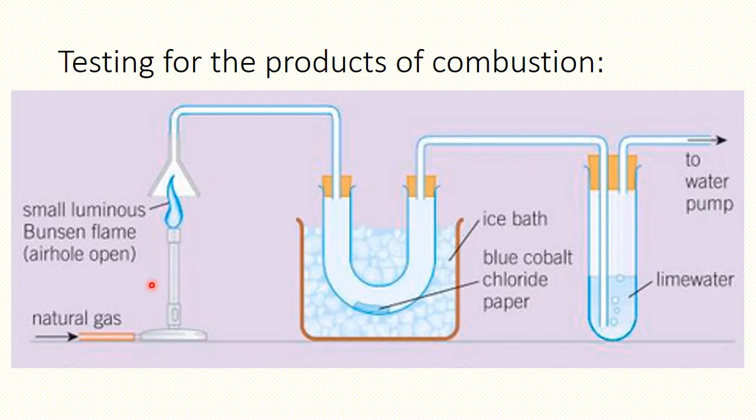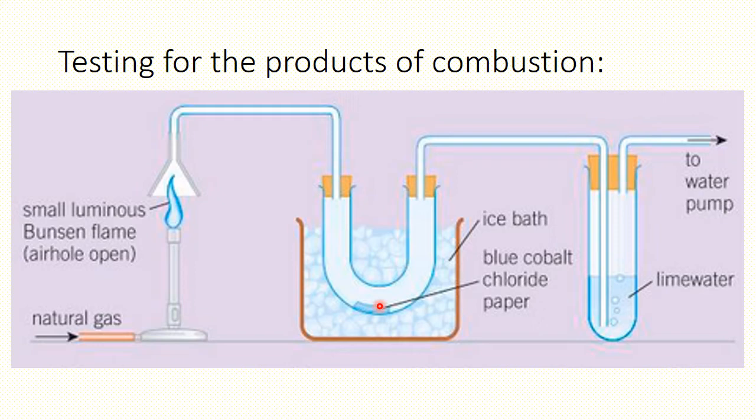Now we could replace this Bunsen with a candle or with anything else that we wanted to burn, as long as it was a hydrocarbon fuel if we were looking to prove this. So hot carbon dioxide gas and hot water gas are travelling down here. They reach this U-shaped tube, which is in an ice bath. That cools down the air, and it cools it down so much that the water condenses. So the water is going to condense down here. We're going to get liquid water formed, and there's blue cobalt chloride paper here.